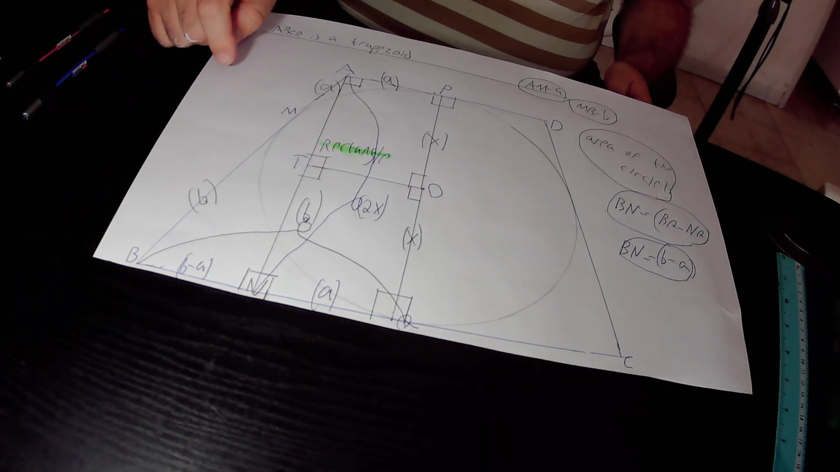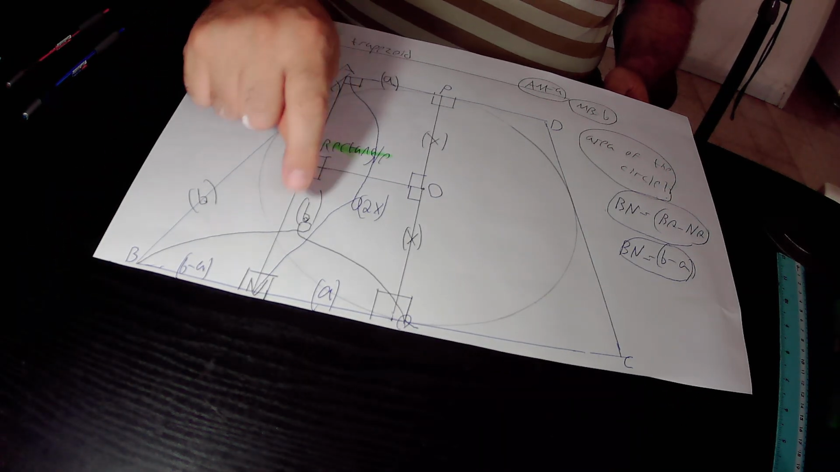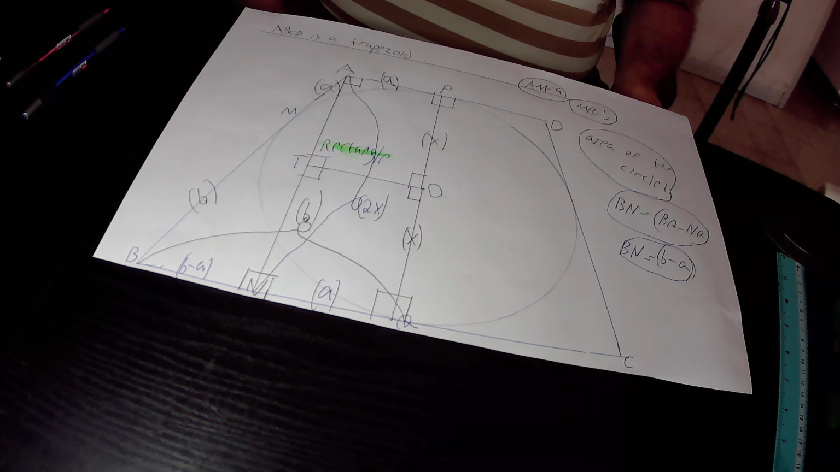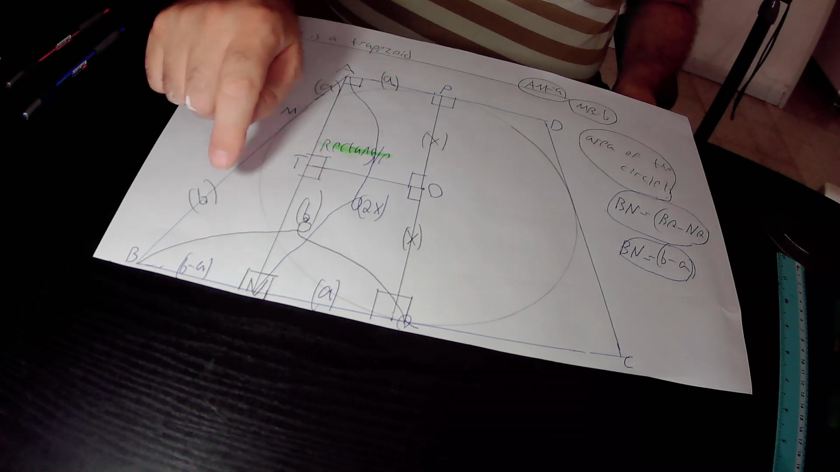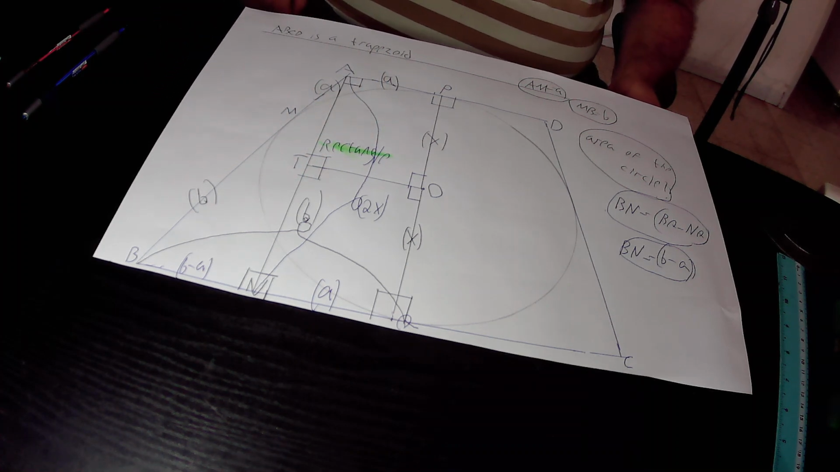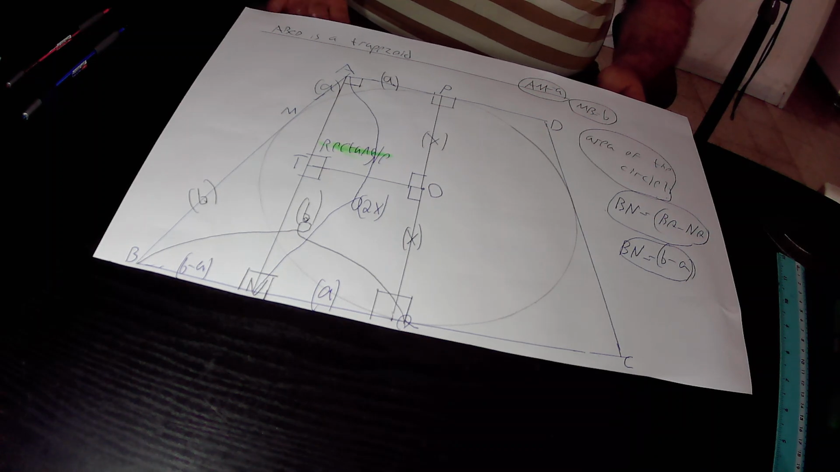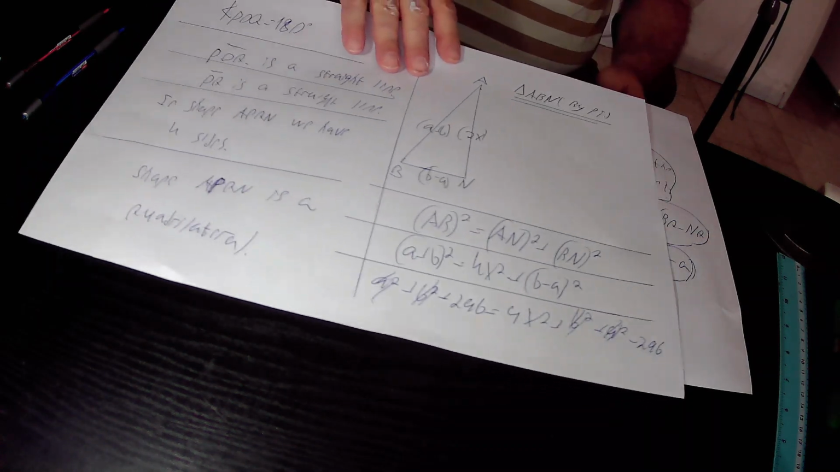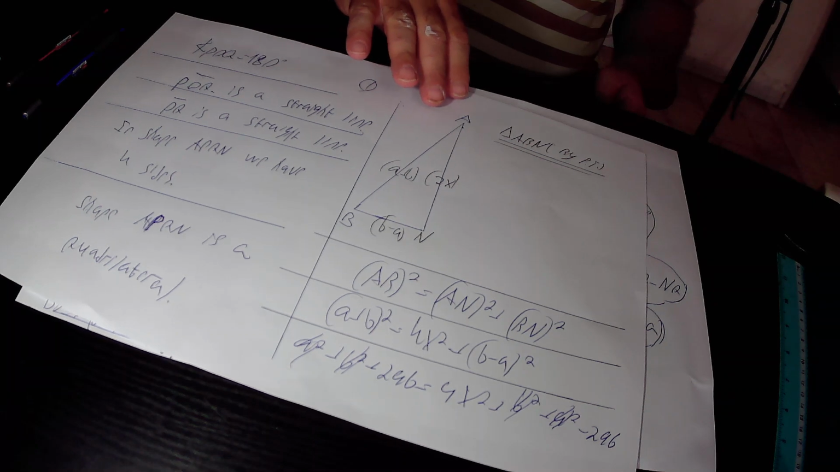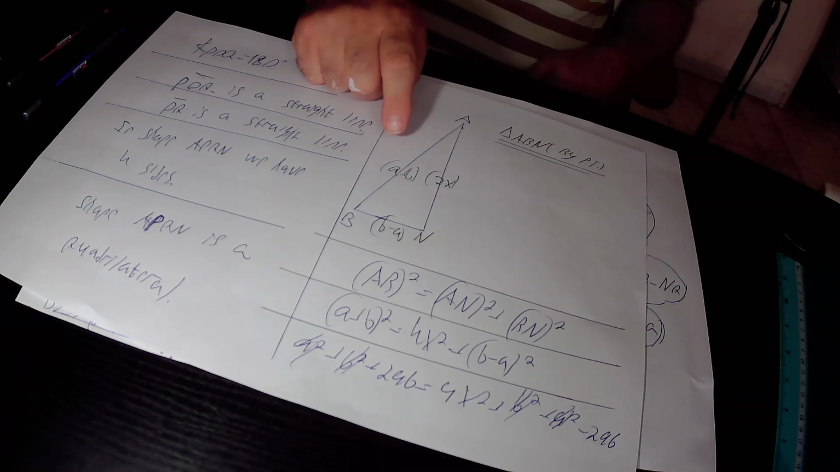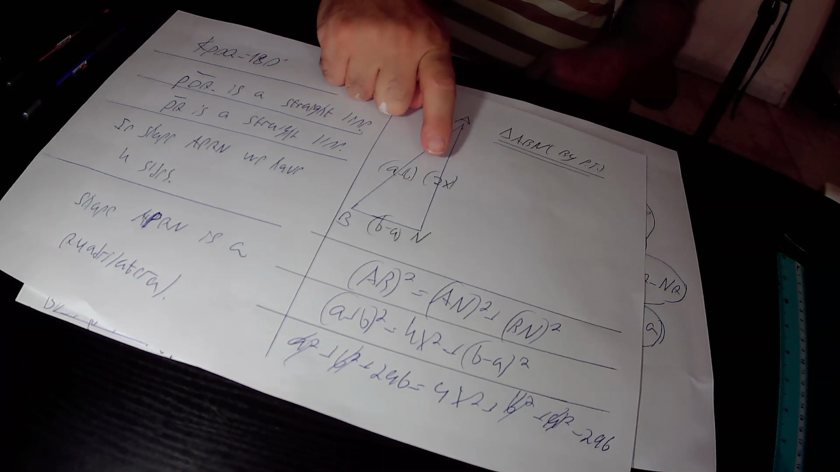In the next step, I copied the right triangle a and b in a new page, and we implemented the Pythagoras theorem on this right triangle. According to the Pythagoras theorem, in a right triangle, the square of the hypotenuse equals the sum of the squares of the perpendiculars. So this is triangle a and b that I copied from the original drawing. According to the Pythagoras theorem, AB squared, that is the square of the hypotenuse, equals AN squared plus NB squared.